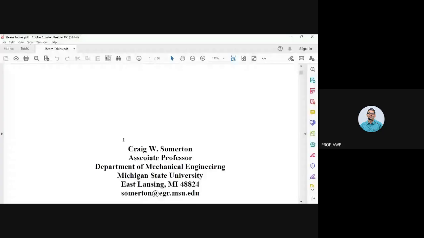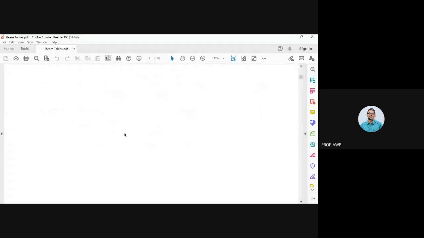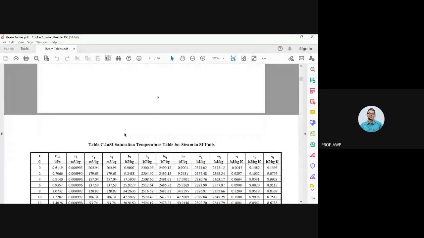Let me start sharing. Once again, my computer is a little slow. Okay, now you are able to see the steam tables. Are you able to see? Yes or no? Yes, sir.